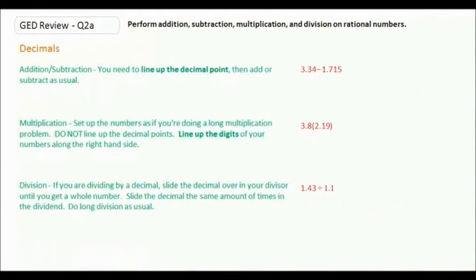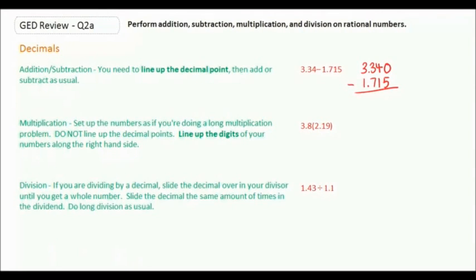For decimals, when you're adding and subtracting, you need to line up the decimal point, and then you're just going to add or subtract as usual. So here we would say 3.34 minus 1.715, notice the decimal points are lined up, but there's a missing space here. But if we have a terminating decimal, which is the case, we can always add a 0 to the end because that doesn't change the decimal. And now we can subtract.